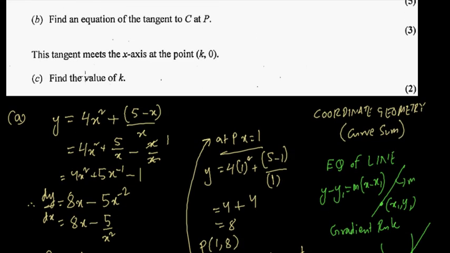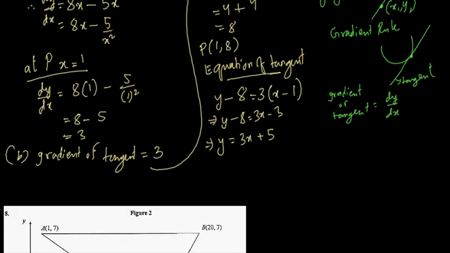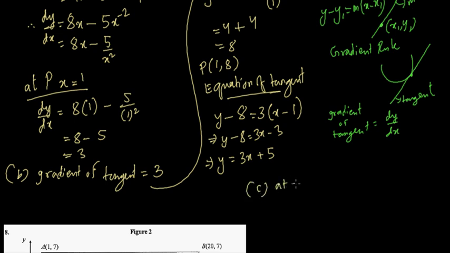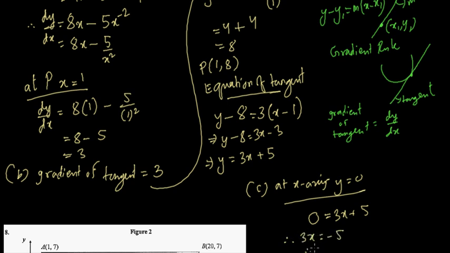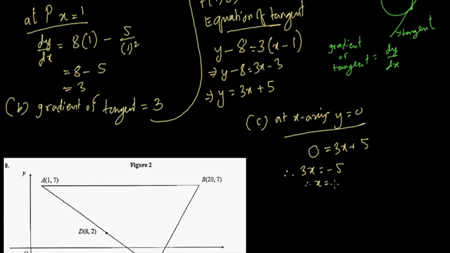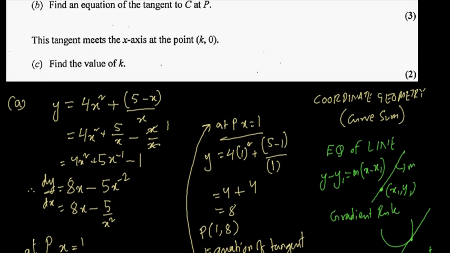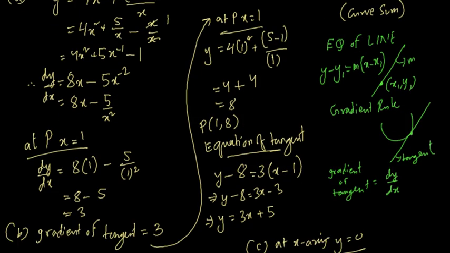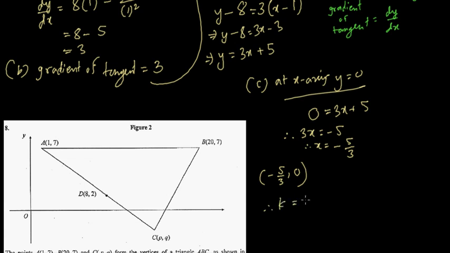Now here the final question is, this tangent meets the x-axis at the point (k, 0). Now we know at the x-axis, the y coordinate is 0, y equals 0. So in this tangent equation, if we put y equals 0, we'll find the value of x. Where does the tangent cut the x-axis? It would be thrice x equals minus 5. Therefore x equals minus 5 by 3. This is the x coordinate where it cuts the x-axis. It cuts the x-axis at (minus 5 by 3, 0), but they mentioned that the x coordinate is k, therefore the value of k is going to be minus 5 by 3. So that's the coordinate geometry sum.